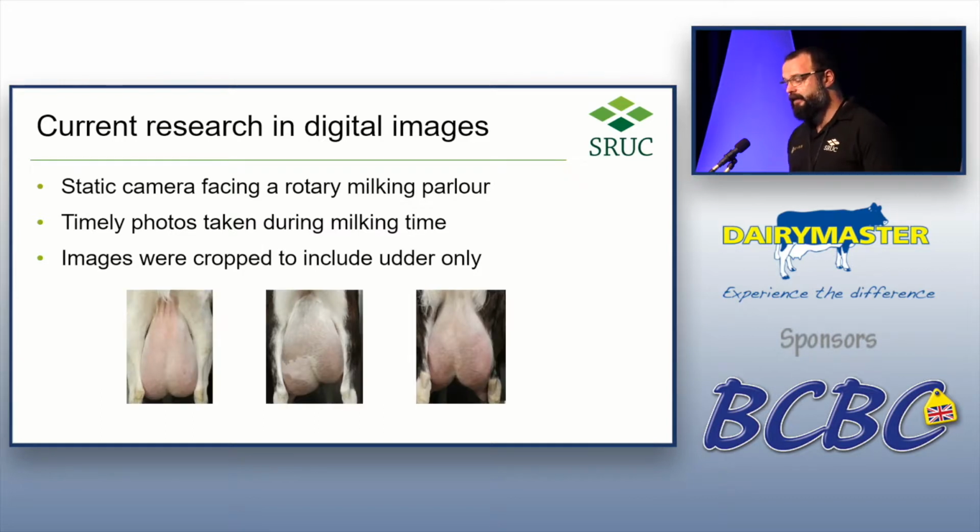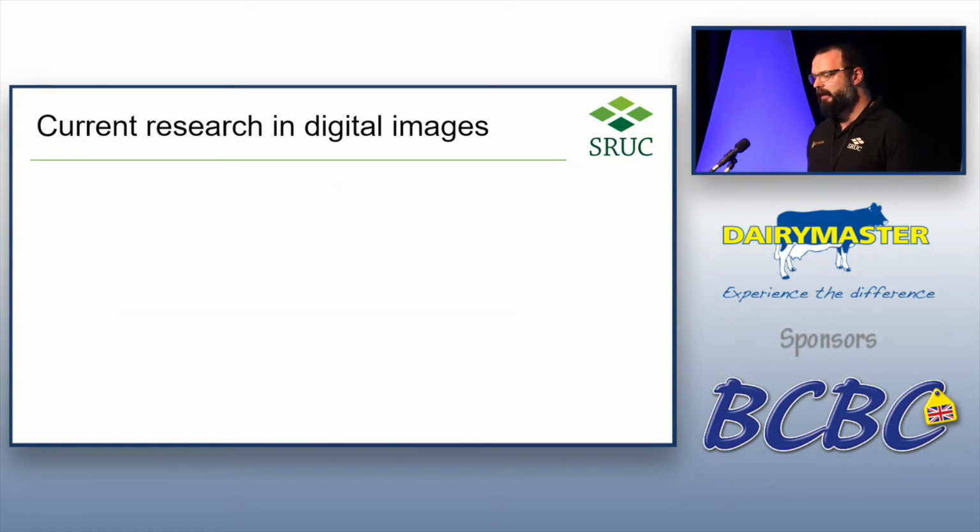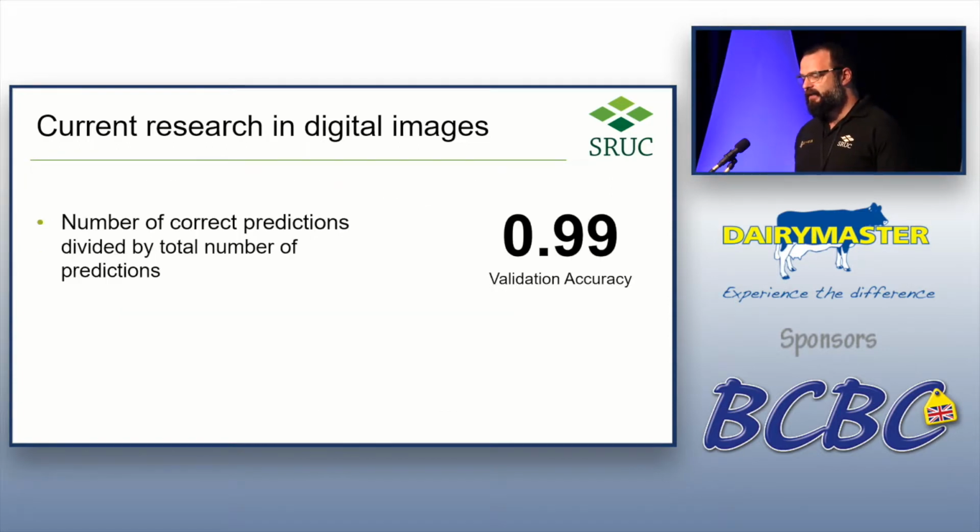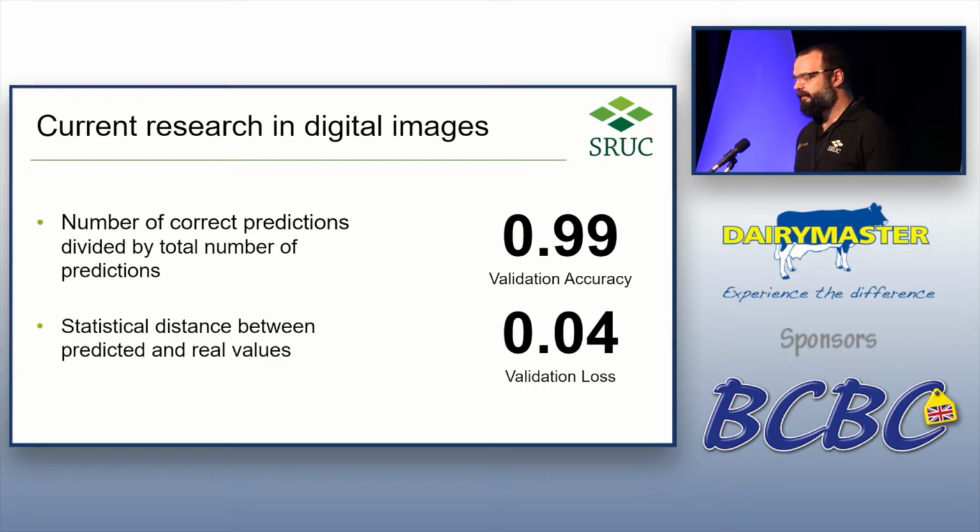You could add in more traits. For the purpose of the honor student, we focused on one trait. And we did two models here again: one where she built the model from scratch, and another where we used transfer learning. So what we saw is the number of correct predictions divided by the total number of predictions. Our validation accuracy was 99%, and our validation loss was almost 0. So the model was really good at finding this udder furrow.